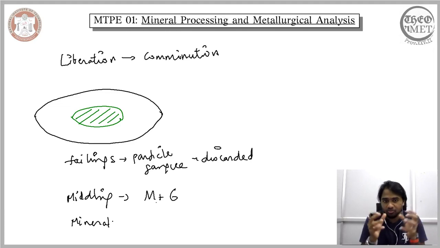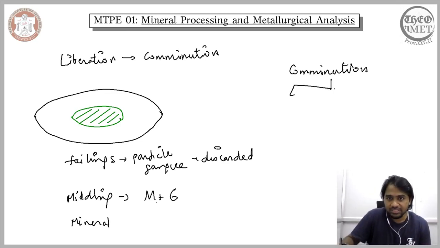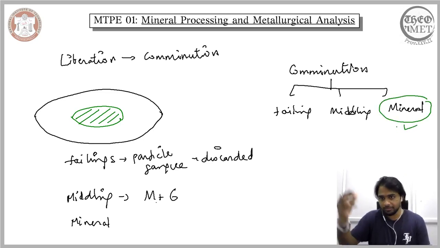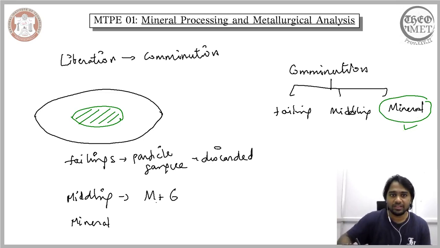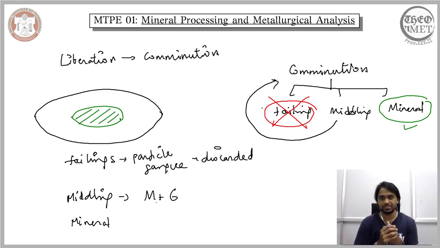So what is the ideal process flow that is involved in liberation? We saw that liberation begins with comminution, that is, breaking down of a larger mined particle into smaller pieces, and this would give us three smaller particles: tailing, middling, and our mineral particles. While the mineral particle is what we desire and is taken up for further processing, the tailing is discarded, and it is the middling that is subjected to a second round of comminution, and thereby it would increase the amount of minerals that is liberated from the whole of the mined particles.